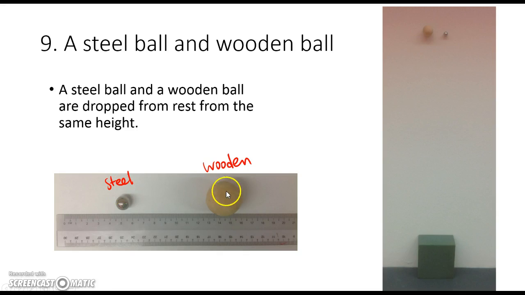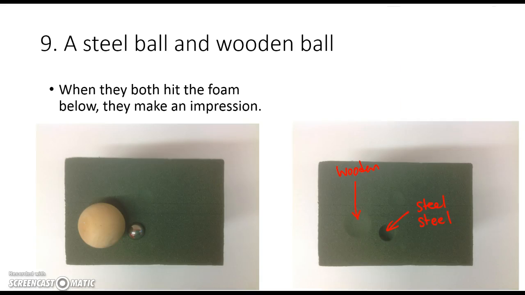I have a steel ball here and a wooden ball here. You can see that they have different sizes. The steel ball is smaller and the wooden ball is larger. But you know from your class that the steel ball is heavier than the wooden ball. What we are going to do is release the two balls at the same height onto the foam below here. When the balls hit the foam and you remove them, you'll see that they make some holes. The impression made by the wooden ball is this one, and the steel ball makes a deeper hole.